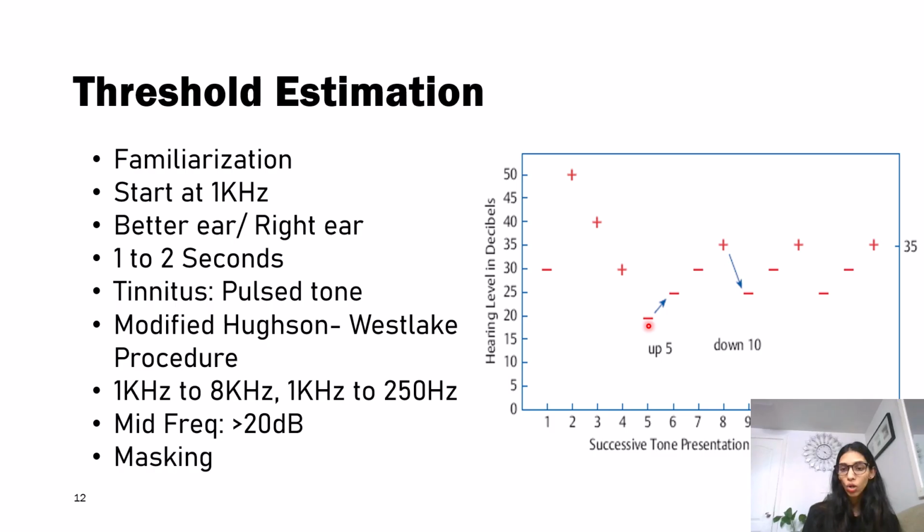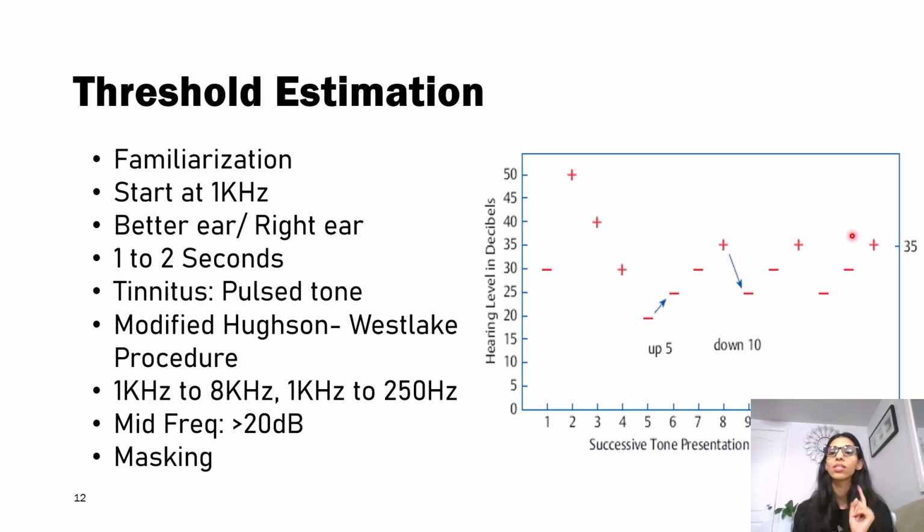When the tone is not heard, we go 5 dB up. So we went to 25, not heard. Went up another 5 to 30, not heard. Went up another 5, that is 35. Here the tone is heard again. If the tone is heard, go down 10 dB and continue this until you get a response consecutively 3 times at a particular frequency, and that is considered the threshold. This is the modified Hughson-Westlake procedure.